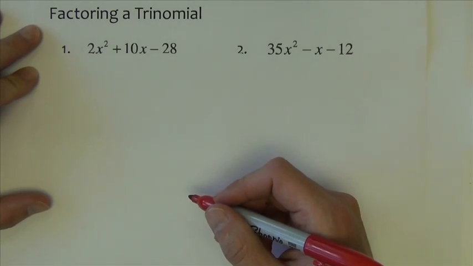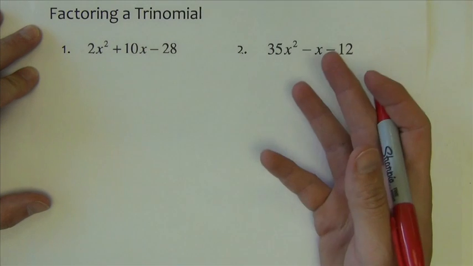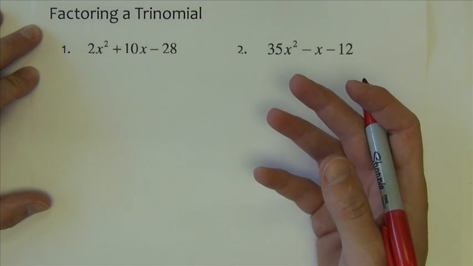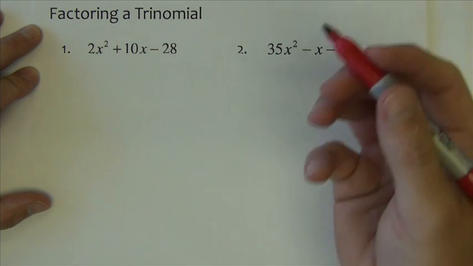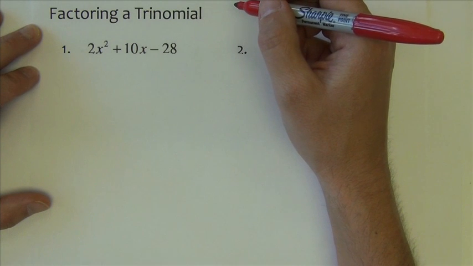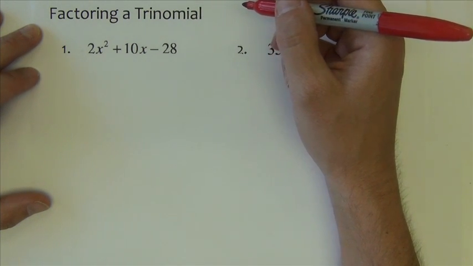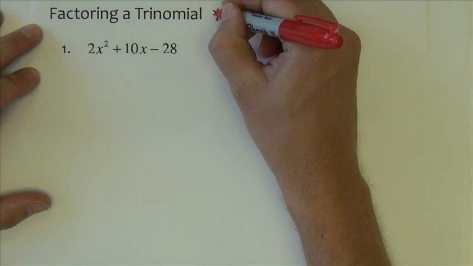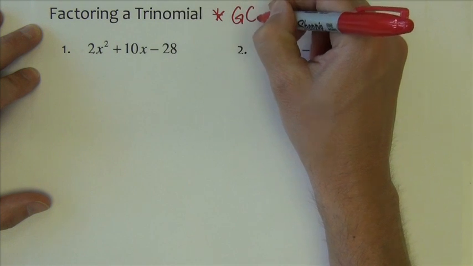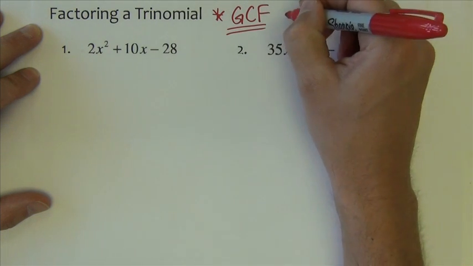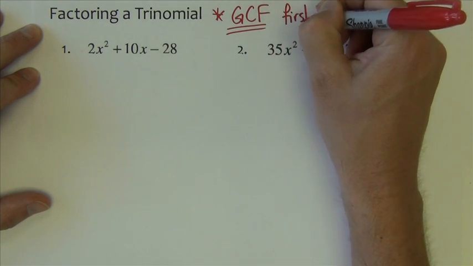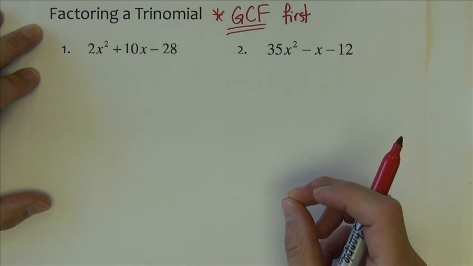Factoring a trinomial, there's not generally a factoring formula like with two terms. So we're just going to try and get this into two binomials. We do have to check for our greatest common factor first. Sometimes there's one, sometimes there isn't.